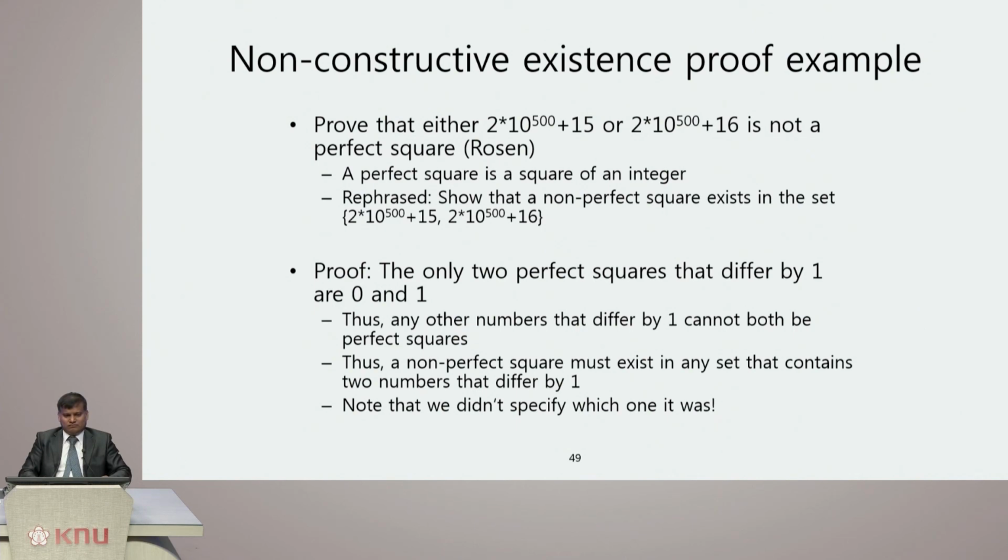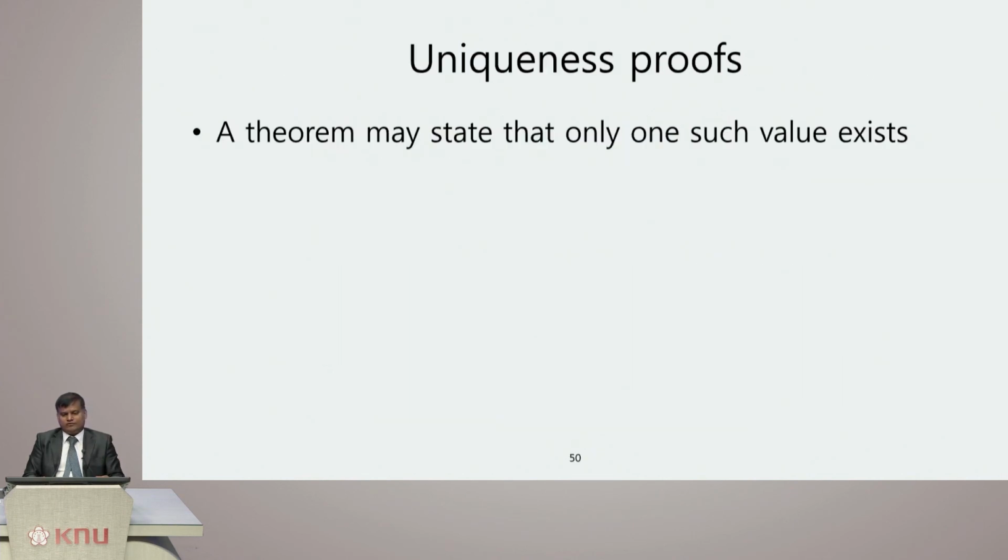Thus we didn't specify which one it was. So this is kind of a non-constructive existence proof. Then comes the uniqueness proof, a theorem that may state that only one such value exists. Very unique, it's just one that exists.